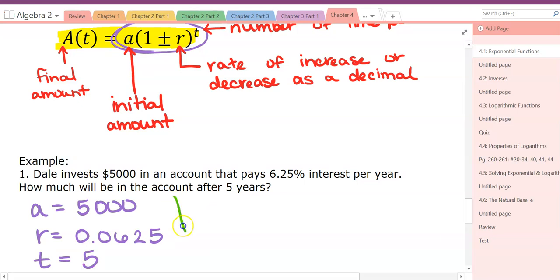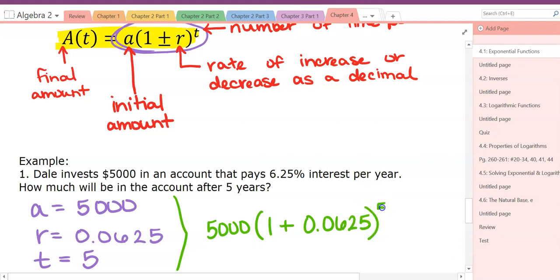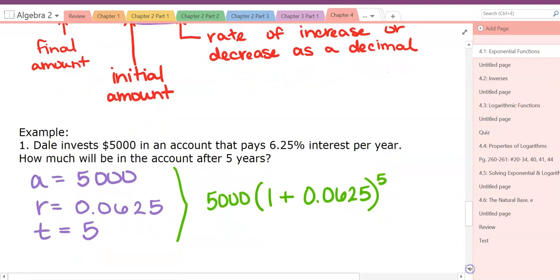We're going to take 5,000 times, in parentheses, 1 plus that 0.0625, and all of that's going to be raised to the 5th power. Okay, so I'm just going to split this up a little bit. I'm going to do 1 plus that 0.0625, raise that to the 5th power, and then take that times 5,000. Okay, so this is in money, and I am getting $6,770. And then for my cents, it says 0.405.